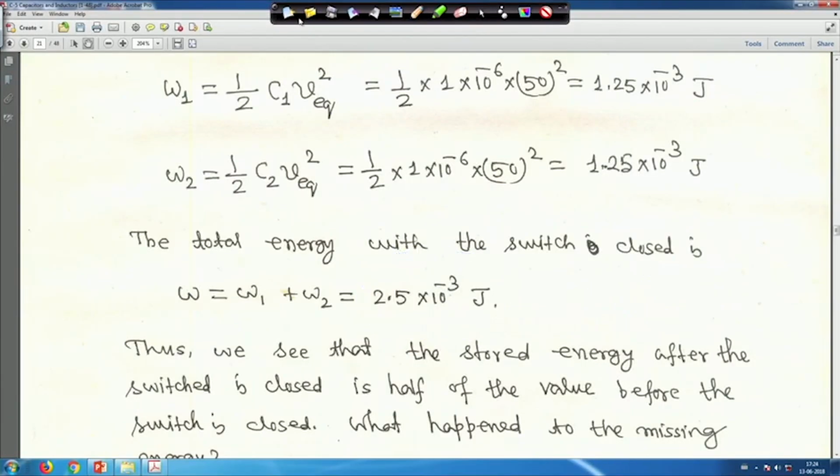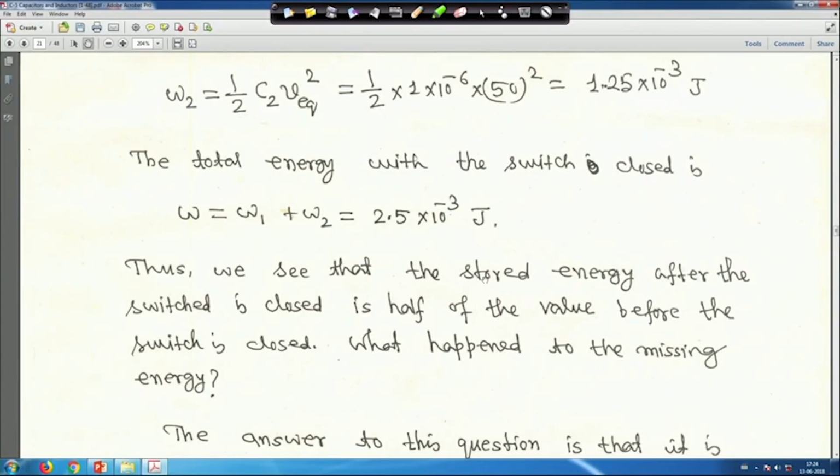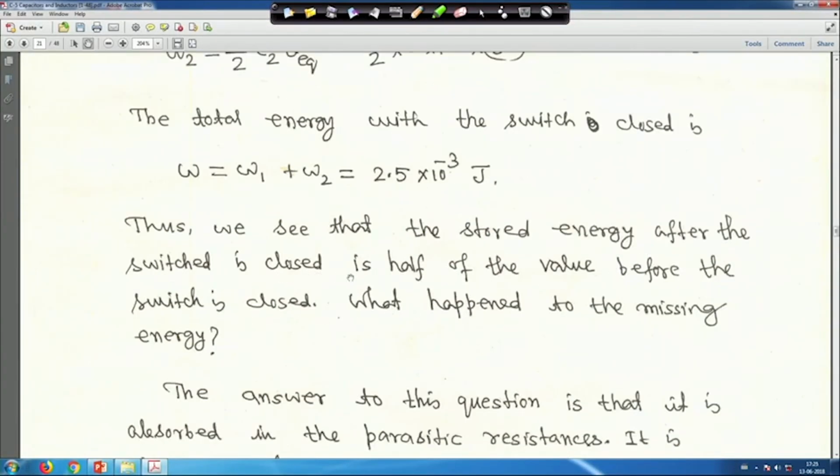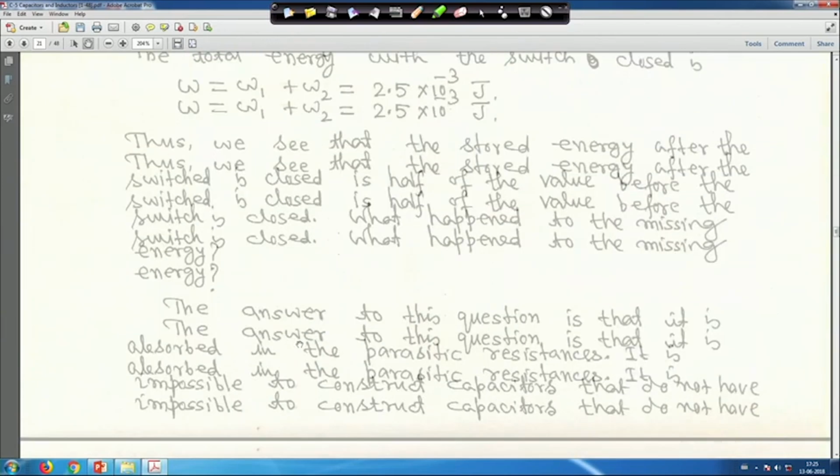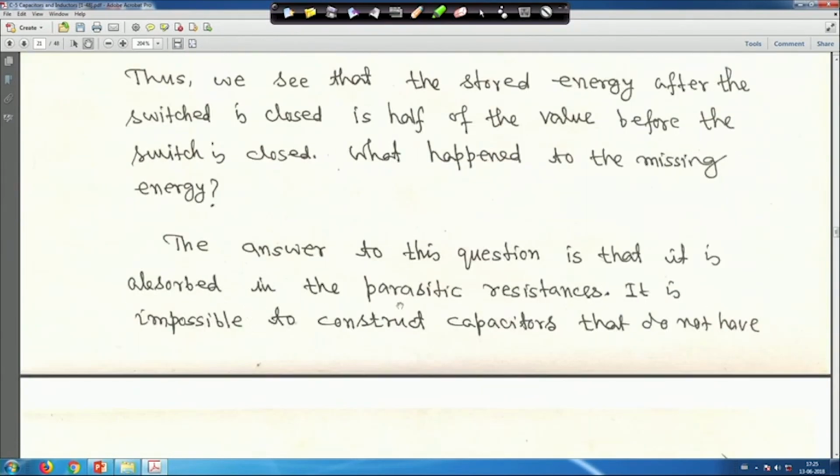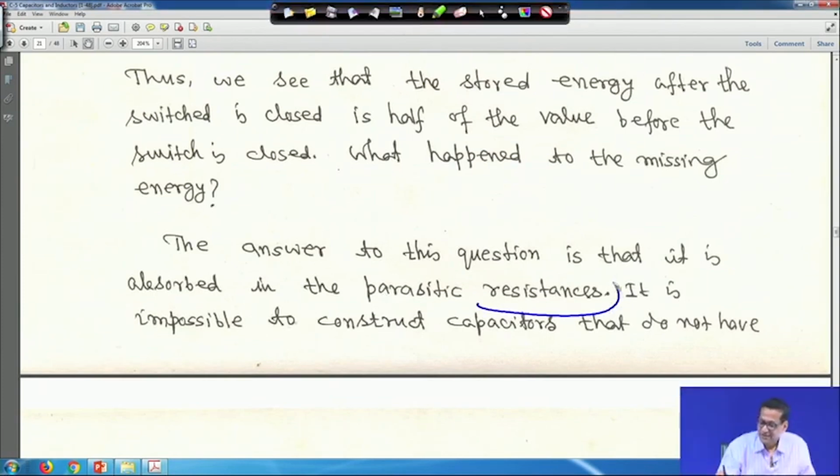So, to justify this, we see that the stored energy after the switch is closed is half of the value before the switch is closed, right. So, what happened to the missing energy, because 50% is missing. The answer to this question is that it is absorbed in the, I will not put parasitic resistance, it is absorbed in the parasitic inductance, right.